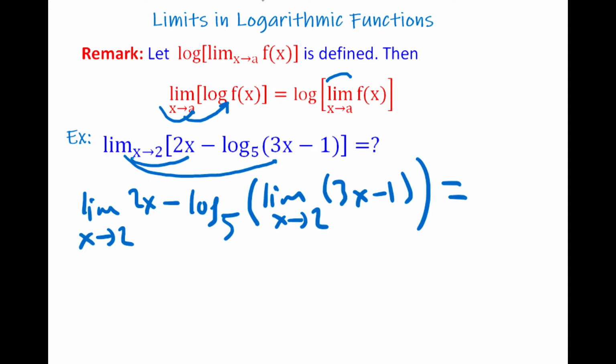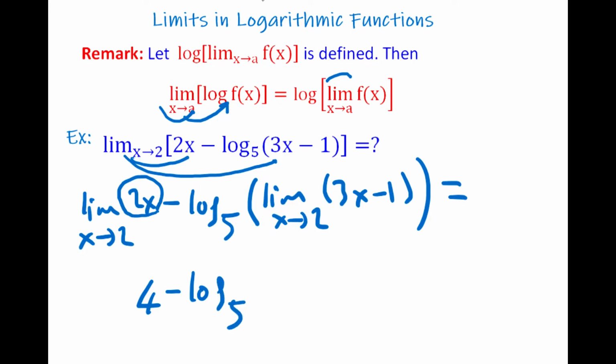Well, this is just a basic polynomial function. We're going to just put 2 instead of x. Basically, we're going to just evaluate the function. That's what we're going to do here. So 2 times 2 is going to be 4. We're going to have 4 from here minus logarithm in base 5.